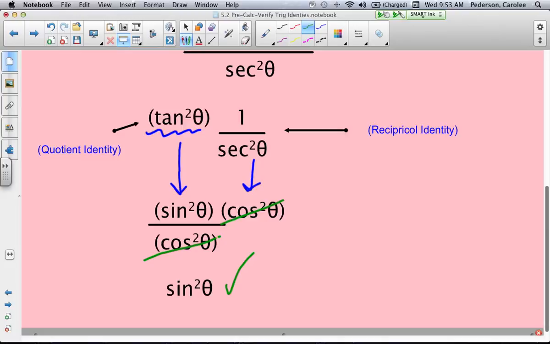And that's what you'll be doing in your homework today. Again, most often the time it's the left-hand side. It's usually the more difficult side. There's more stuff going on that you have to change. So let's practice another one.